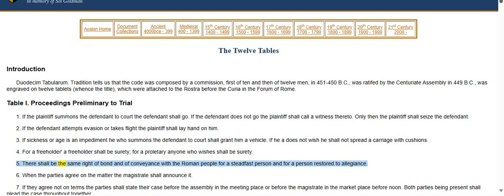5. There shall be the same right of bond and of conveyance with the Roman people for a steadfast person and for a person restored to allegiance. 6. When the parties agree on the matter, the magistrate shall announce it. 7. If they agree not on terms, the parties shall state their case before the assembly in the meeting place or before the magistrate in the market place before noon. Both parties being present shall plead the case throughout together.